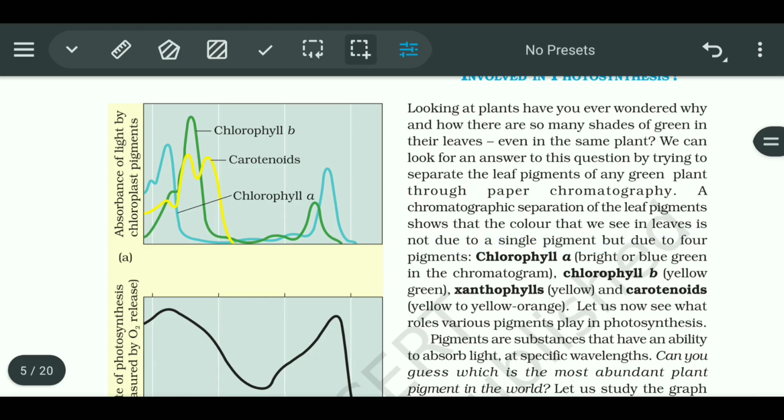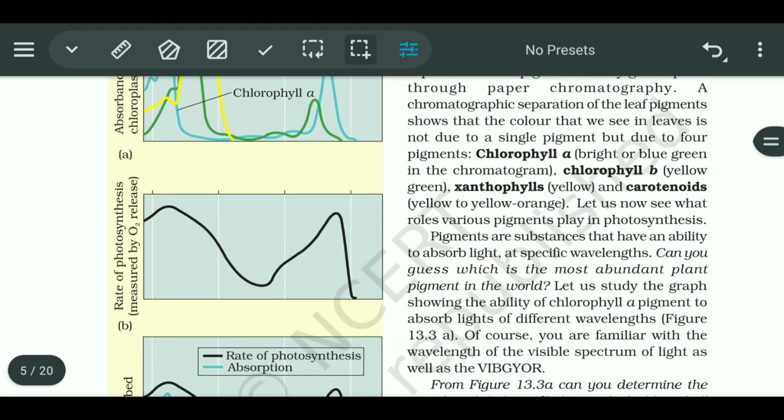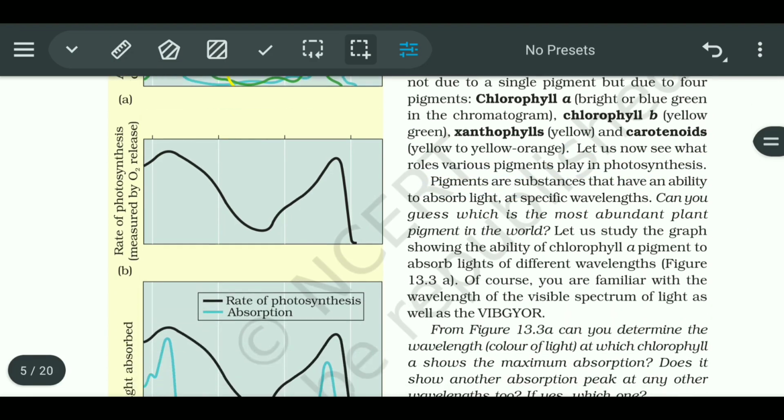A chromatographic separation of leaf pigments shows that the color that we see in leaves is not due to a single pigment but due to four pigments: chlorophyll a, bright or blue-green in the chromatogram; chlorophyll b, yellow-green; xanthophyll, yellow; carotenoids, yellow to yellow-orange. Let us now see what roles various pigments play in photosynthesis.